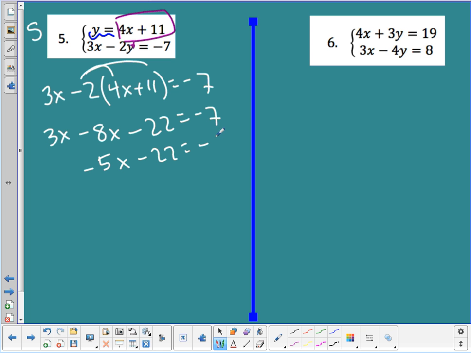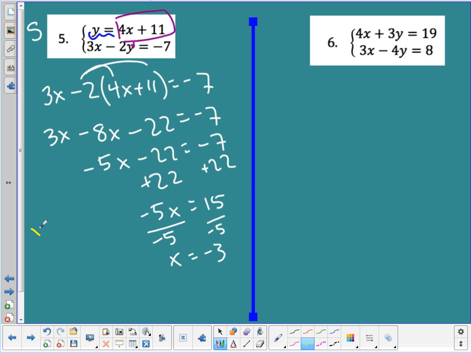Add the negative 22 to both sides, or add 22 to both sides. So negative 5x is equal to positive 15. And then divide by negative 5, and I have x is equal to negative 3. So then at that point, I plug it back in to get the y value.